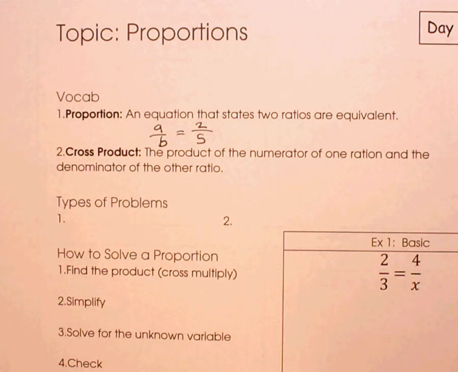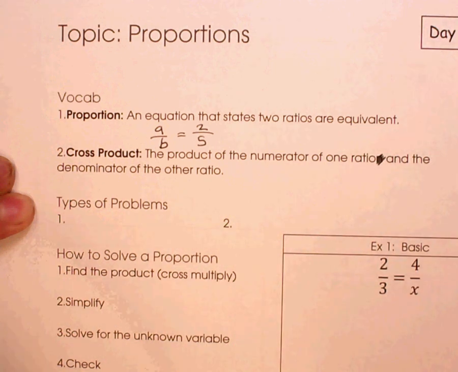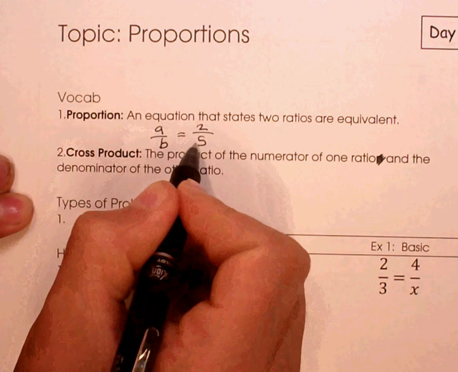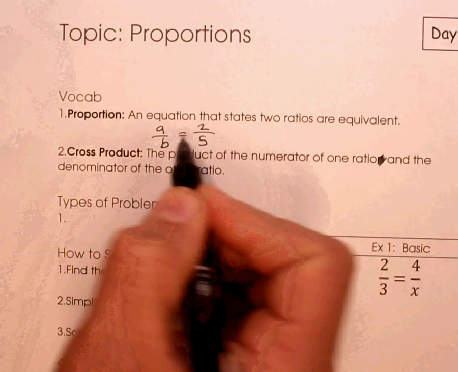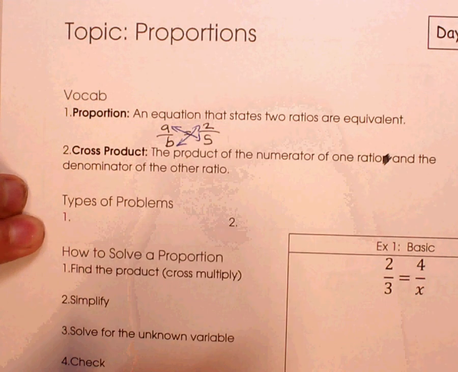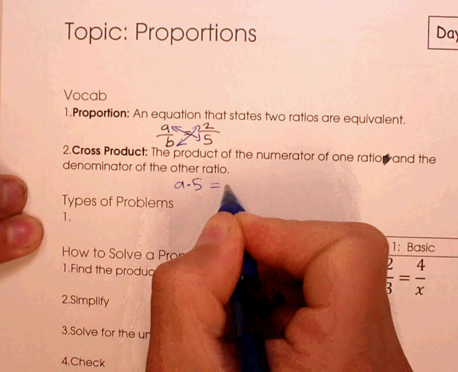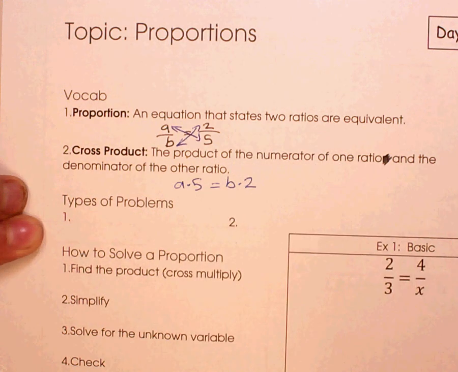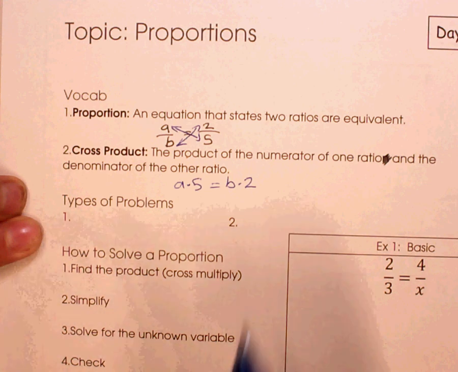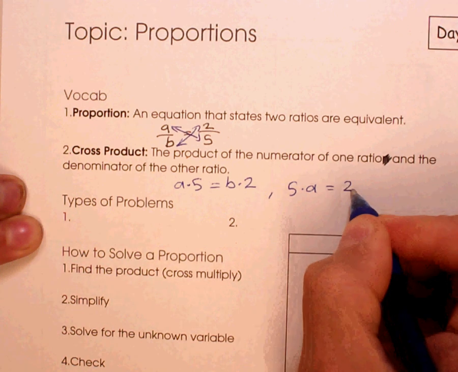We're going to use something called cross product to solve proportions. Cross product is the product of the numerator of one ratio and the denominator of the other ratio. If I multiply the numerator of one by the denominator of the other one, it will be a cross product of A to 5 and B to 2. So my cross product for this proportion would be A times 5 is equal to B times 2. Because multiplication has the commutative property, you could also write 5 times A equals 2 times B.